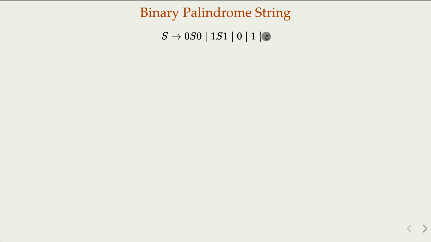Here it is either an empty string or a single digit of 1 or 0, or based on some existing string, you put 1 or 0 on both ends. So this would be the grammar to generate all the palindrome strings. For example, epsilon here means an empty string, that is in the set. 0 is also in the set, 1, and 0 0, 1 1, 0 1 0.